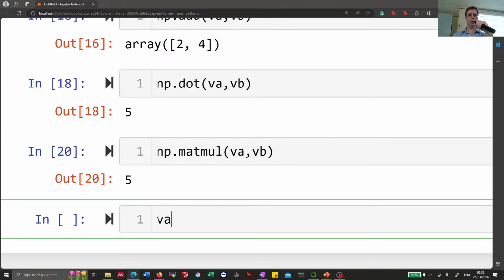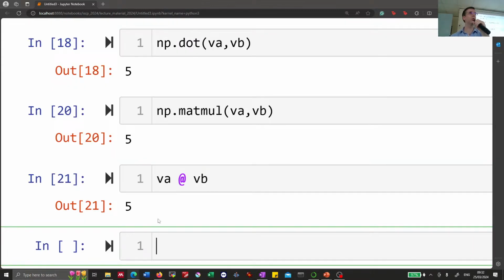And the last one, VA, VB, not with a comma, but with the at symbol, right? Like in your email. Blah, blah, blah, at Google, blah, blah, blah, and whatever, right? Okay, good. Yes, it also works. So far, so good.